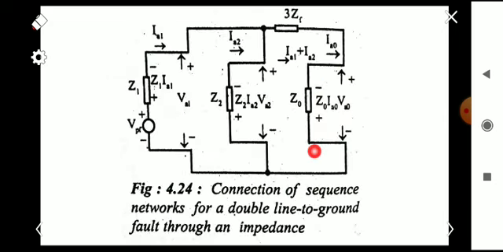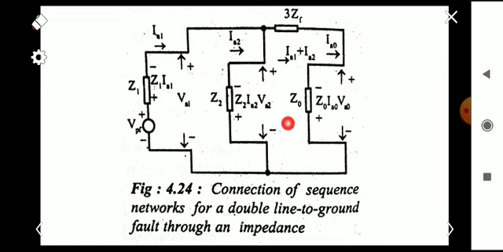VA0 is the sum of VA1, the positive sequence voltage, and this is the negative sequence voltage and this is the zero sequence voltage. So VA0 is the sum of VA1 plus 3 ZF into IA0. Also we can write VA0 as the sum of VA2 plus 3 ZF into IA0. So these are connected in parallel. This is the corresponding representation, the sequence network of a double line to ground fault through an impedance ZF.